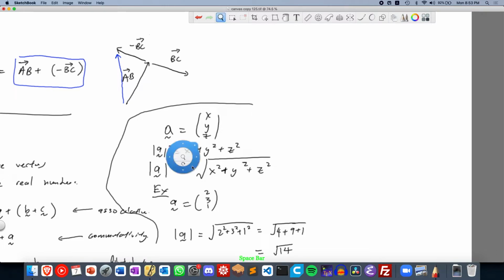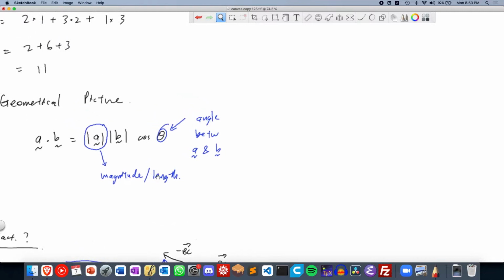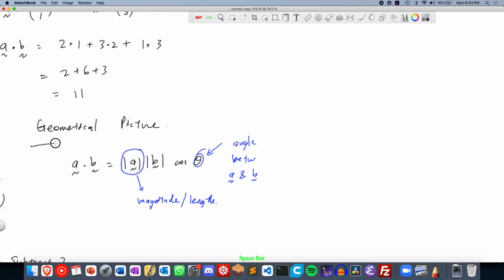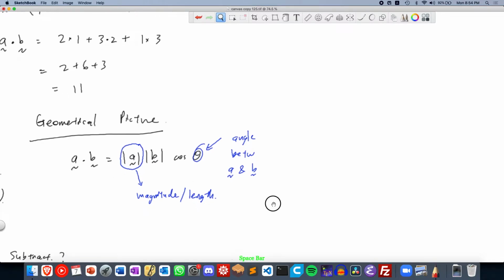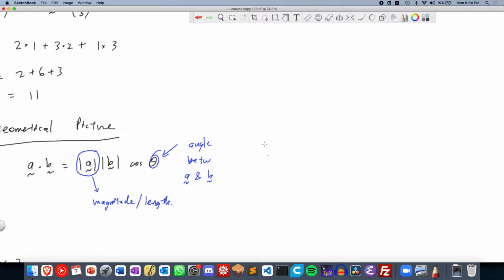Both are valid definitions. So back to here, the geometrical picture of a dot product is the length of them times the cosine of the angle between them. So what does that show?